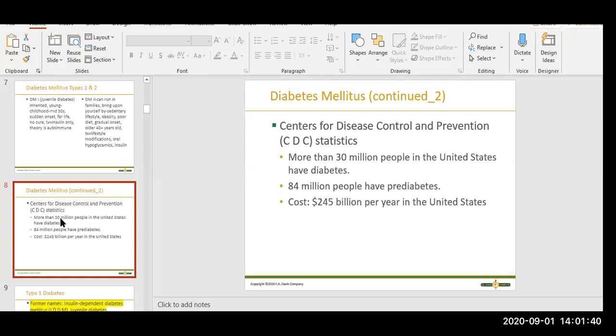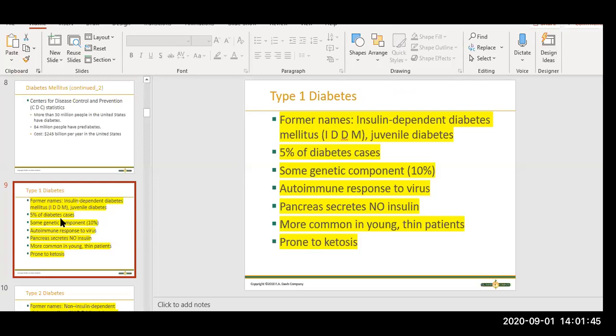Okay. So here is an even more specific explanation of type 1. They used to call it insulin-dependent diabetes mellitus. Sometimes you'll see a chart that says IDDM. You're not supposed to call that anymore. You're supposed to just call it type 1, also known as juvenile diabetes. It only accounts for about 5% of cases of diabetes in the country. There is a genetic component. It's autoimmune. And your pancreas is not making insulin, right? And your cells are resistant. And it's more common in young, thin people.